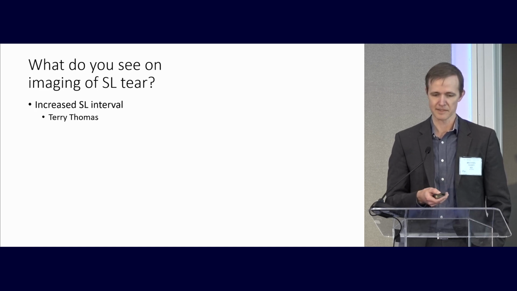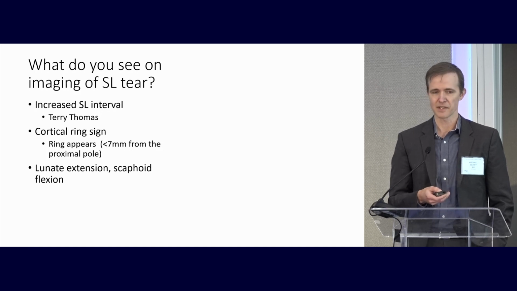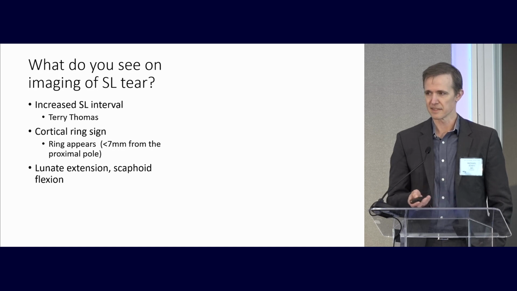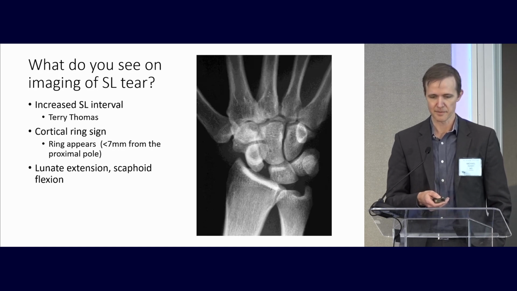So, things that we can see on imaging that can help identify scapholunate tears. Well, there's the obvious big Terry Thomas sign. There's a cortical ring sign that you get from the scaphoid going into the flexed position. And then there's the DISI deformity with lunate extension and scaphoid flexion.